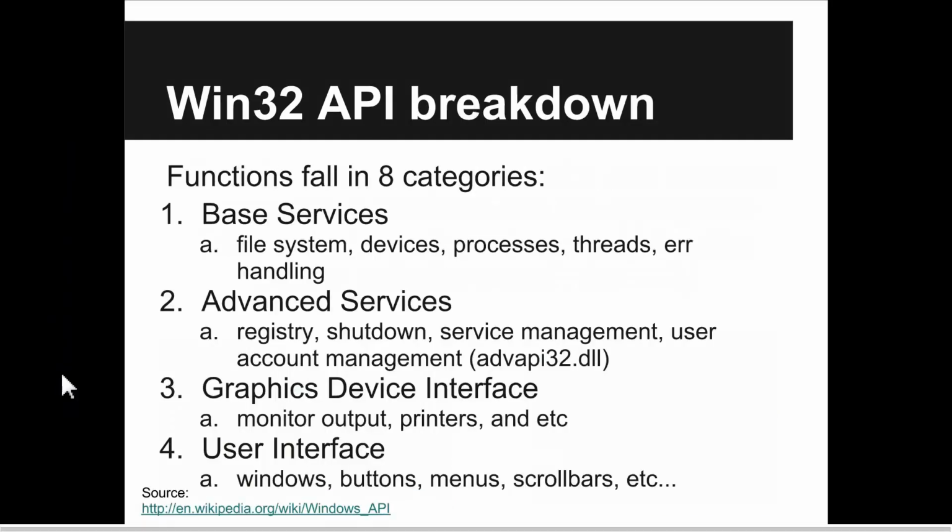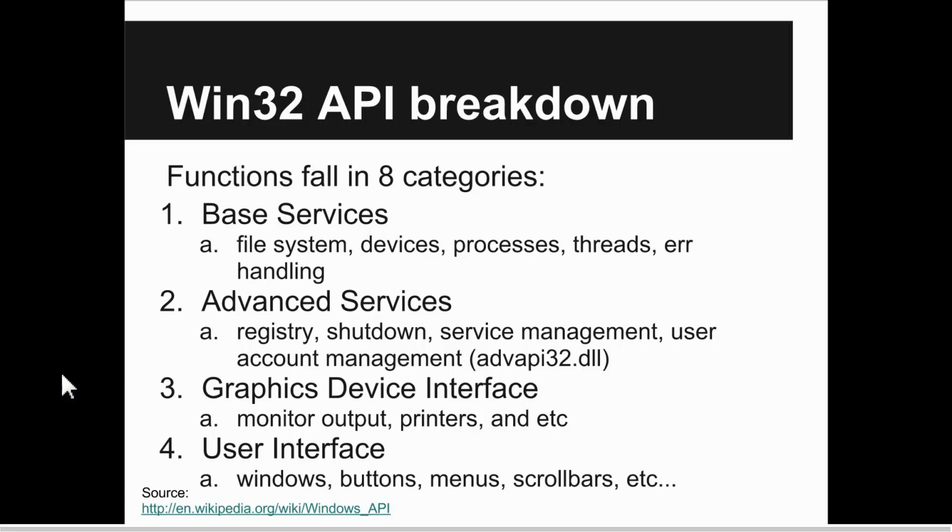So this is the breakdown of the 8 categories of functions provided by the Win32 API. There aren't 8 files for the Win32 API, but there are 8 basic categories of things that it does. There are the base services for file system handling, handling devices, and also processes, threads, and error handling. There are advanced services for dealing with the registry, power management as well, service management and user account management. There are graphics device interface functions, basically for handling monitor output and also printers.